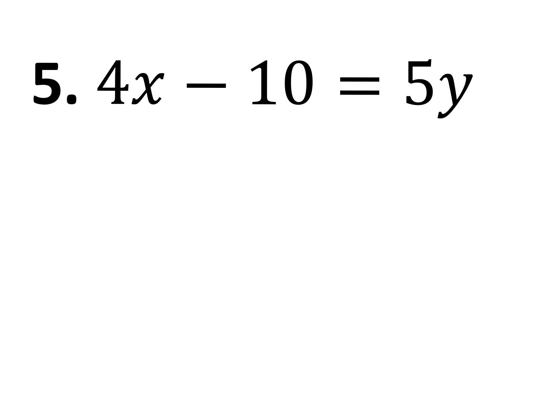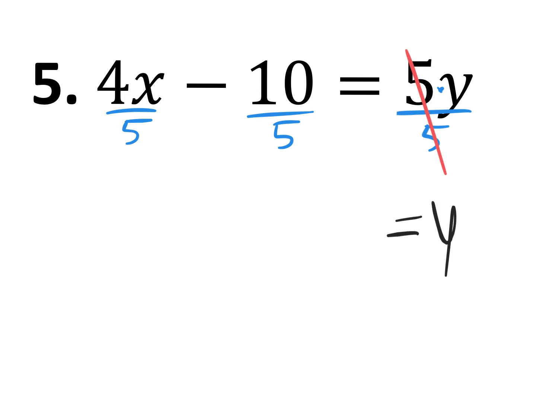Number 5, I want to get y by itself. What do I do? Divide everything by 5. That's exactly right. We do have a multiplication of 5 in front of the y. We don't want that. Let's divide by 5. And what I do to one side, I do to the entire other side. Divide everything by 5. Now, we do know that the 5s cancel out. We end up with a nice, beautiful y all by itself.